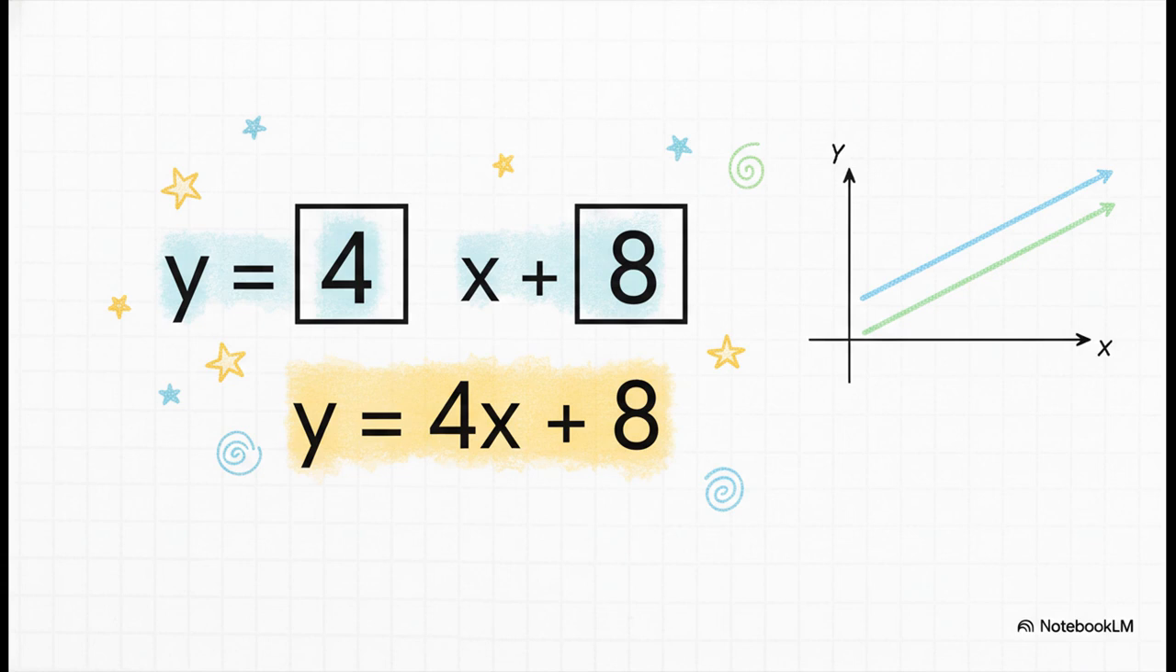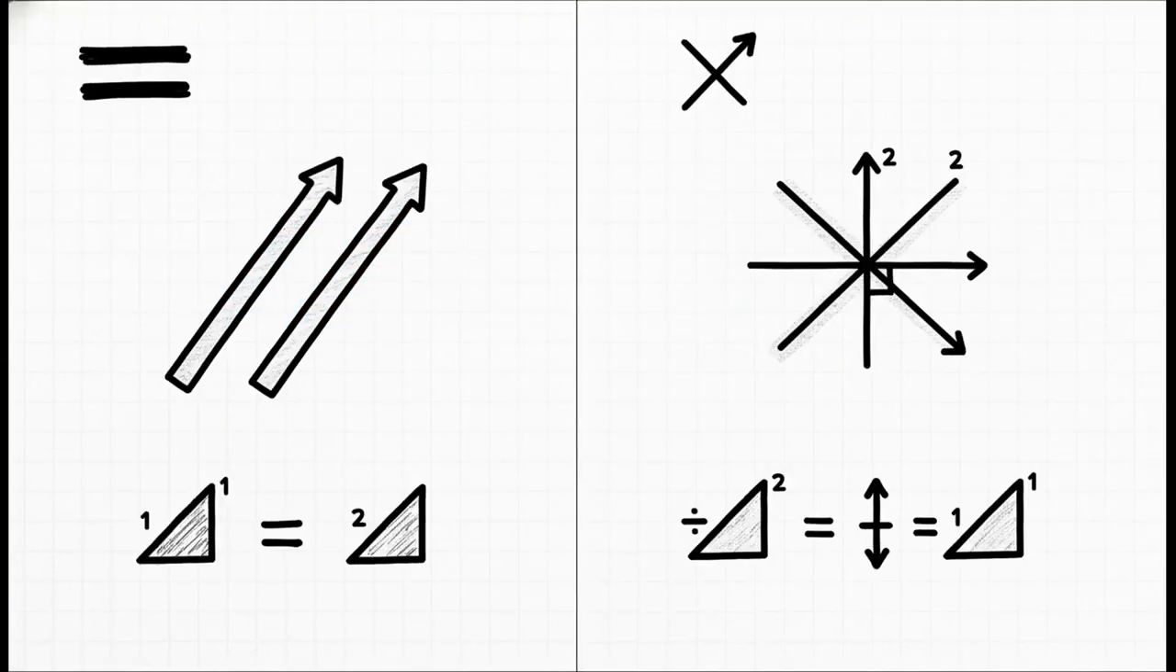And we're back. This one was pretty quick, right? Parallel means we steal the slope from the original line, so our new slope is 4. And the problem just gives us the y-intercept, which is 8. So what's the equation? Y equals 4x plus 8. That's it! Awesome job! So let's boil this all down.